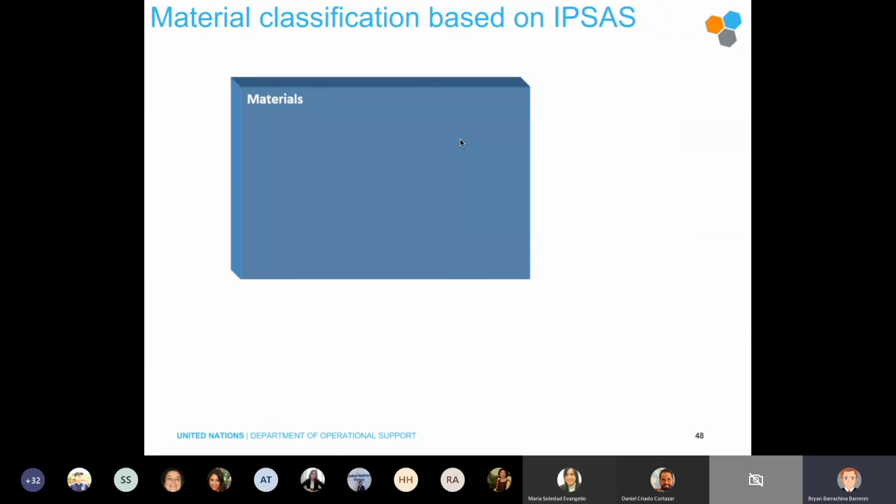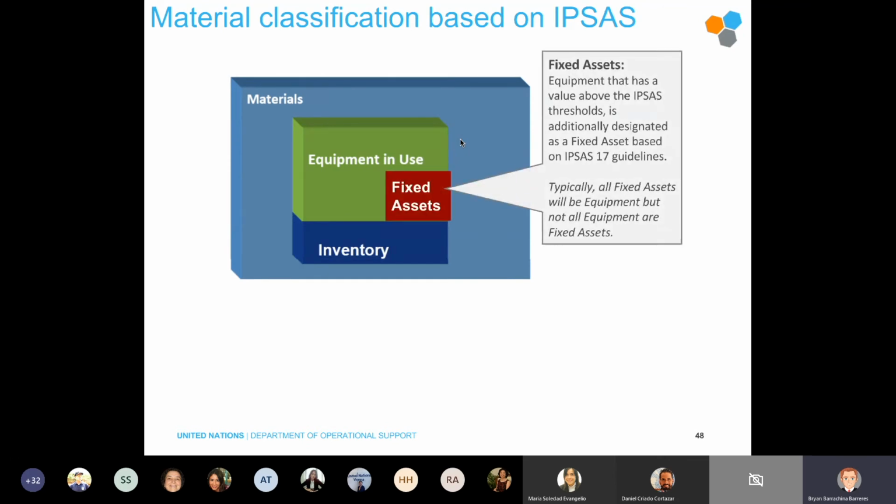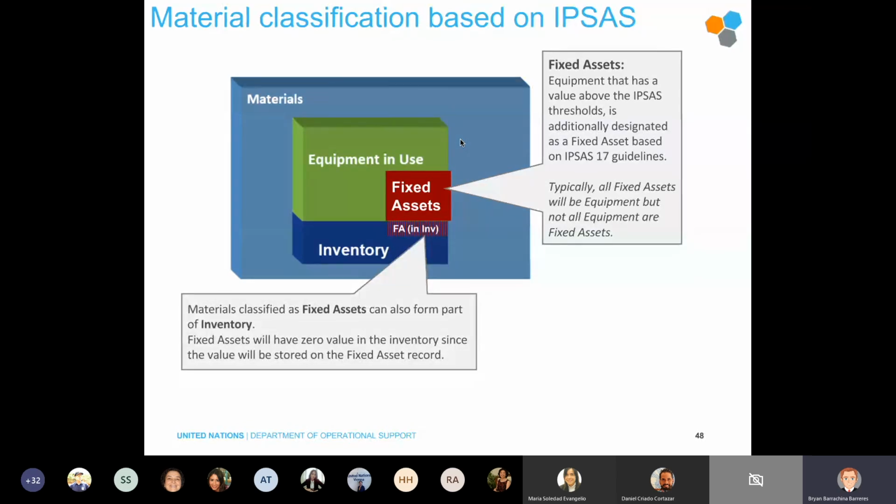Then we also have the classification of the materials under IPSAS, and this will be the last slide that I'll be showing, and I think we can leave the last 5 minutes for some discussion. Under IPSAS, we have the materials that fall under the categories of equipment in use, inventory, and fixed assets. So these three classifications. With fixed assets, we're already familiar. We also have the materials classified as fixed assets that form part of inventory, which will have a financial value.